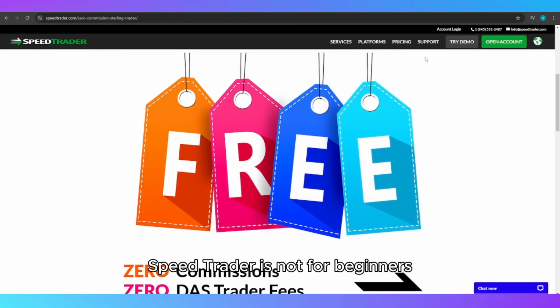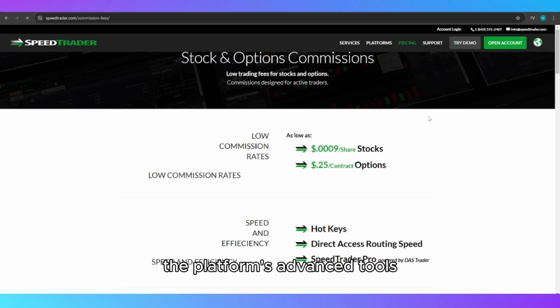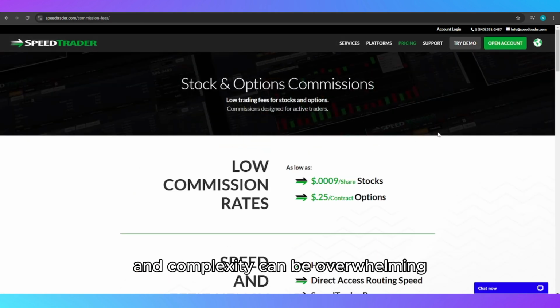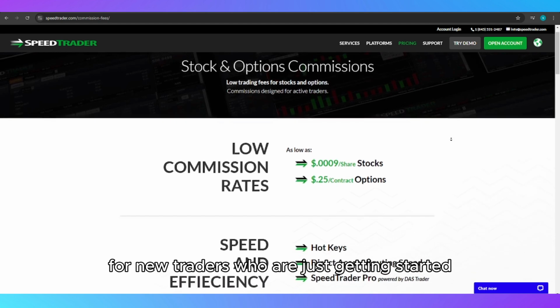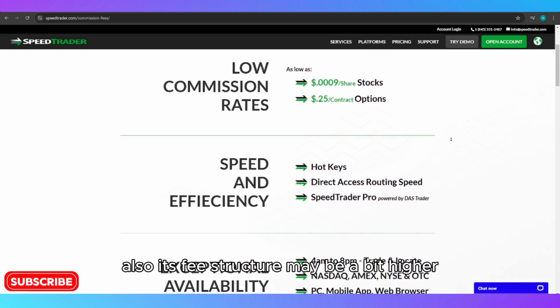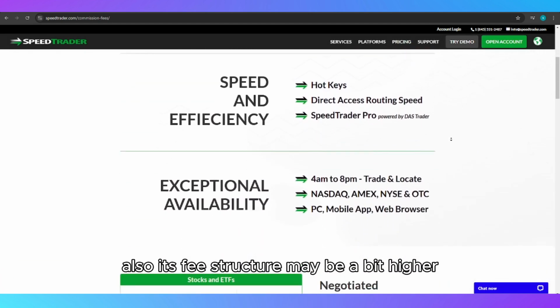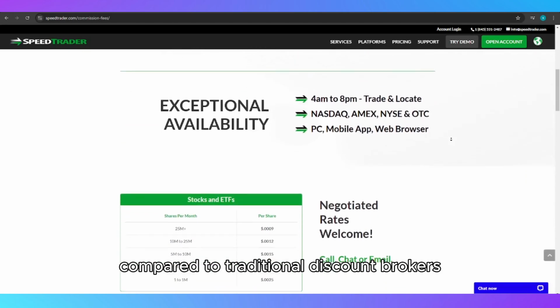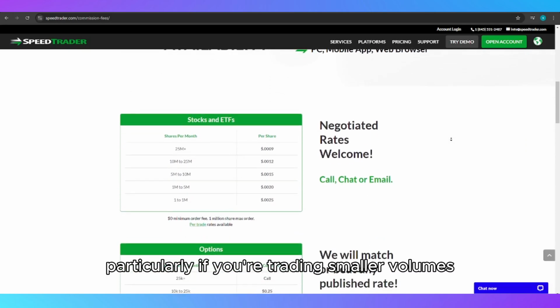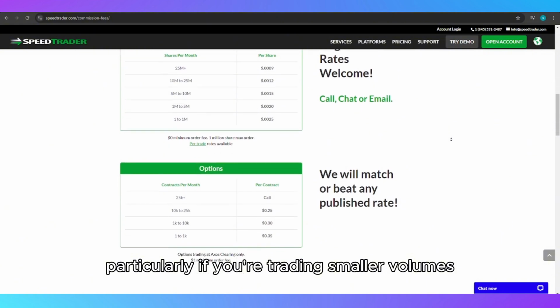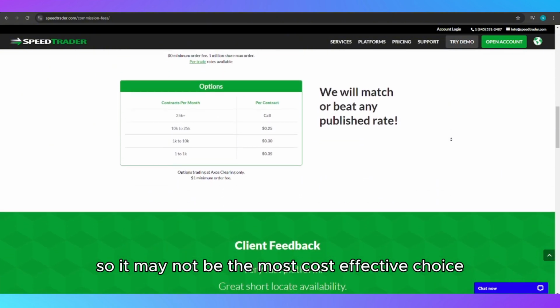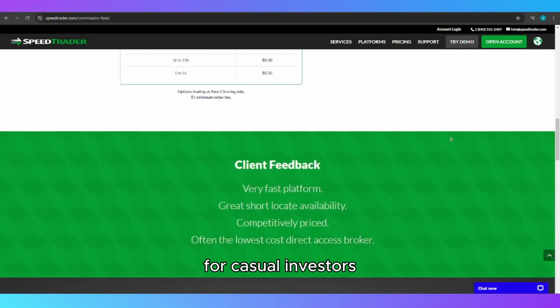However, SpeedTrader is not for beginners. The platform's advanced tools and complexity can be overwhelming for new traders who are just getting started. Also, its fee structure may be a bit higher compared to traditional discount brokers, particularly if you're trading smaller volumes, so it may not be the most cost-effective choice for casual investors.